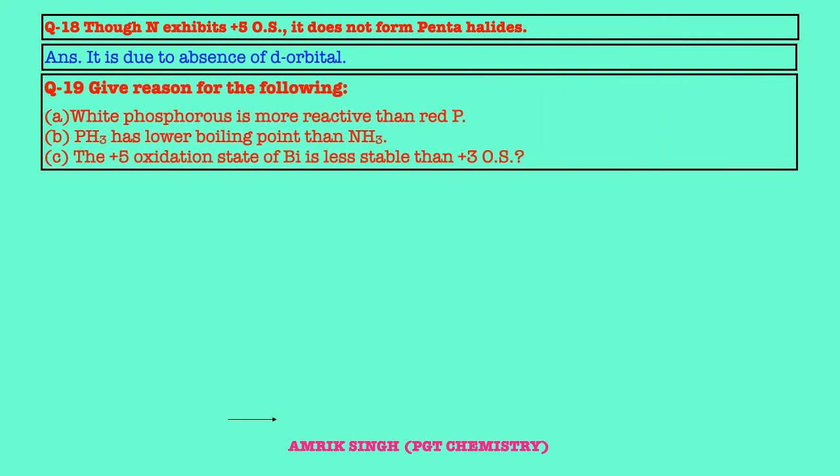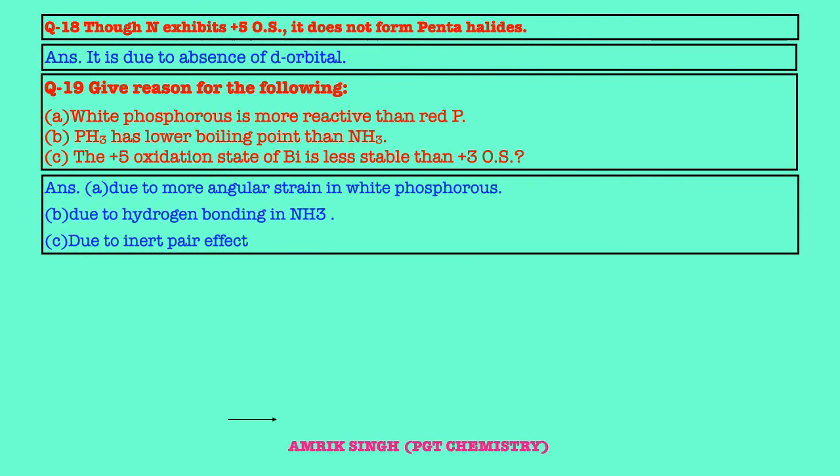Question number 19. Give reason for the following. White phosphorus is more reactive than red phosphorus. PH3 has lower boiling point than NH3. The +5 oxidation state in Bi is less stable than +3 oxidation state. Answer one by one. Answer of A.